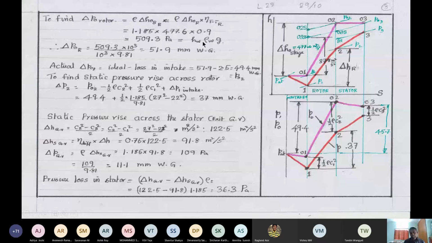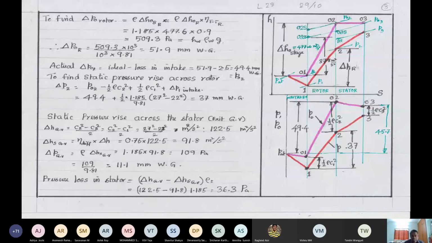So this pressure developed in the rotor is equated to the corresponding water column. So for that, Hw into rho w into g. When you want to get it in millimeters, you multiply it by 10 power 3. So finally you get 51.9 millimeters of water gauge, WG. A very small pressure.